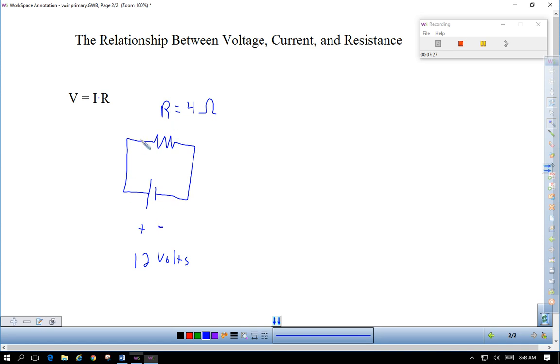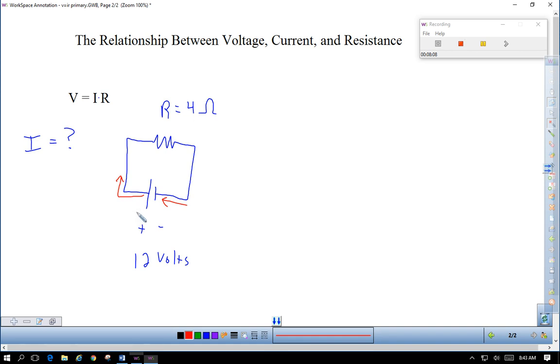So here we have a circuit. Remember that to have a circuit, you have to have a complete conducting path from one side of the voltage source to the other side. So we've got a complete conducting path from the positive side through the resistor and to the negative side. And it's a 12-volt voltage source and a 4 ohm resistor. And the question is, how much current is there moving through this circuit? In other words, I've got some current that's leaving this battery and moving through the circuit and then returning to this side of the battery, and I want to know how much it is.